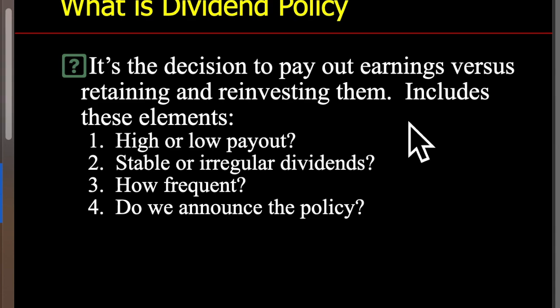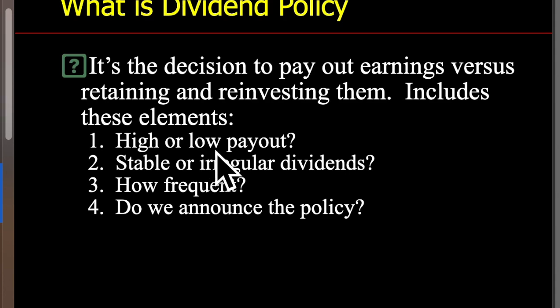Should we pay this dividend today, or should we keep the income? Should we give at least 50% to shareholders, and should we retain 50% to reinvest? So those are the decisions. So this included different levels of payment. So should we pay high or low payout?